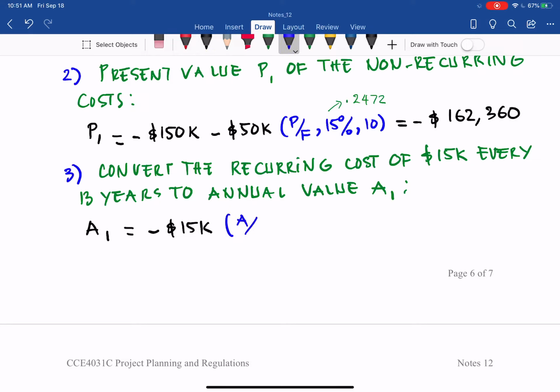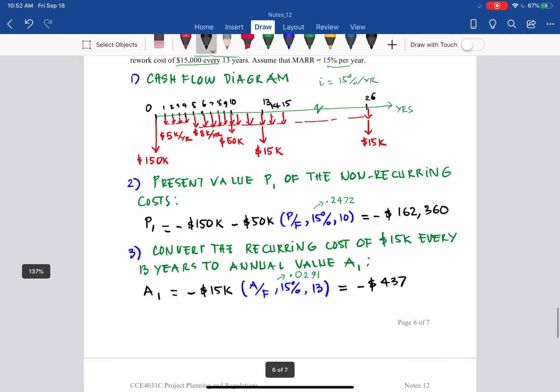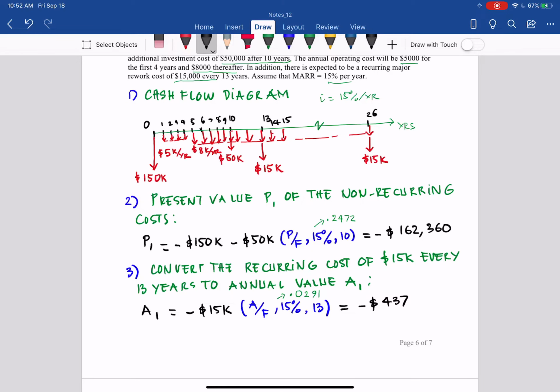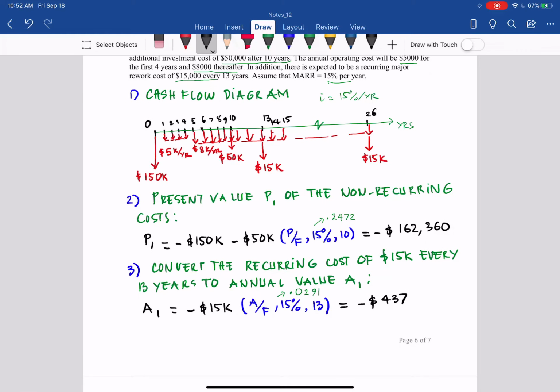We want to find the equivalent A over F at 15% for 13 years. By now, you know this factor equals 0.0291. With that, we have the equivalent amount equal to negative 437. What does that mean?